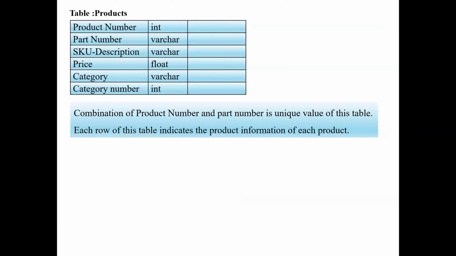The products table provides product details, like product number, part number, SKU description, category, and price. The combination of product number and part number uniquely identifies a product.